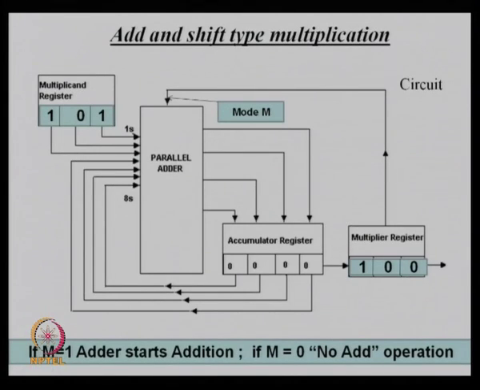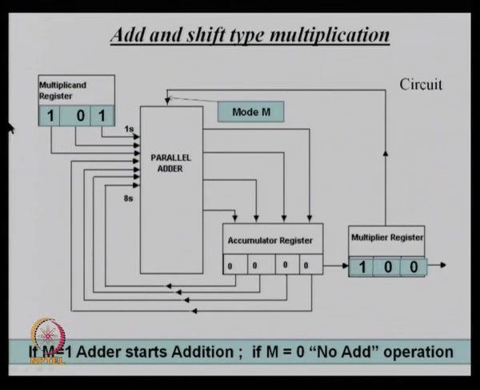So, here is the first add and shift multiplication operation, which is the most common principle of any multiplier circuit. I am showing you here a parallel adder shown as the block, which receives the data from the multiplication register. For simplicity, right now I have only taken 3 bit data 101, which is essentially 5, and you have another multiplier register here which stores the multiplier, which is 4, that is 100.